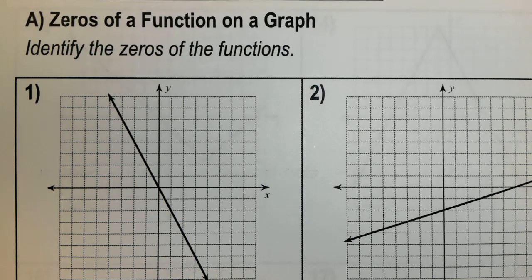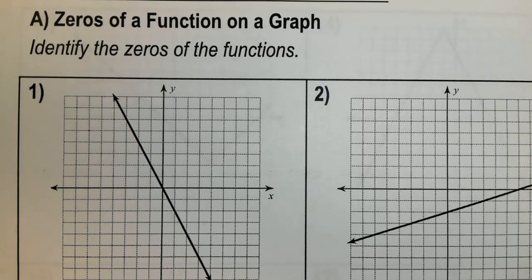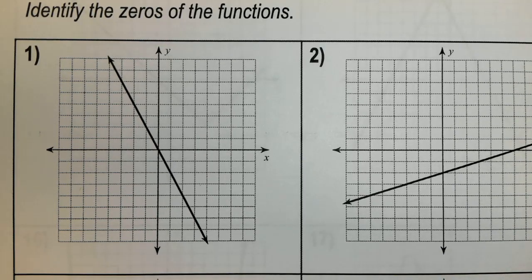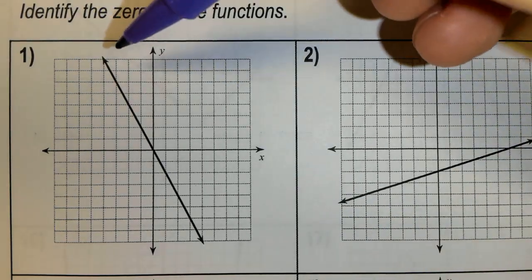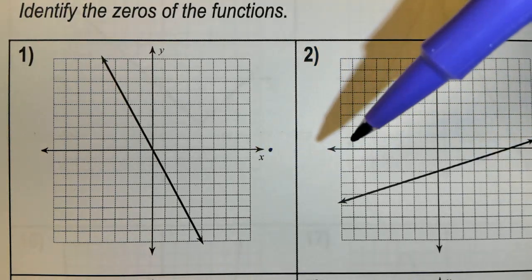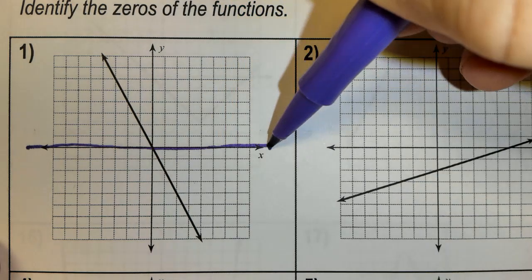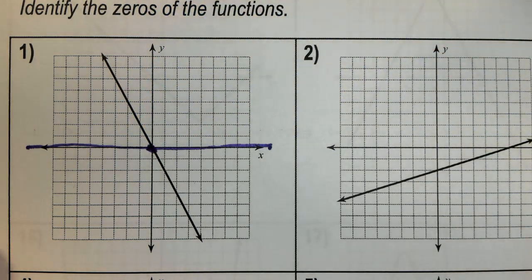So the directions say identify the zeros of the function. Because there's more than one function. My bad. Forgot the S. Anyways, so all we have to do is find the zeros. Now, the zeros of the function are simply where the line crosses the x-axis. Okay? So if you want to trace the line, it crosses right there.